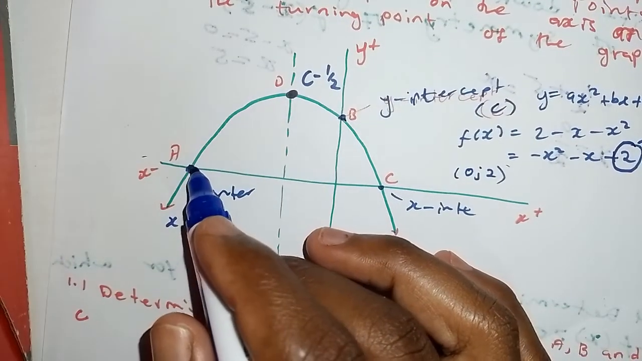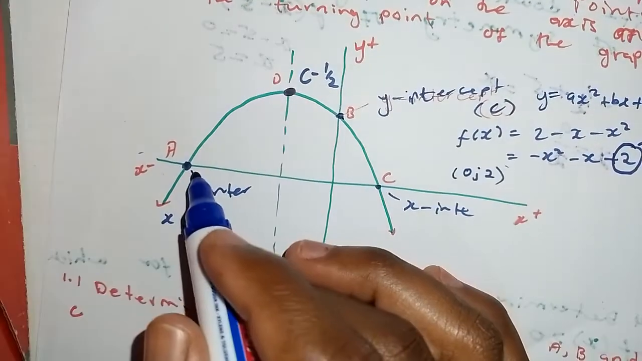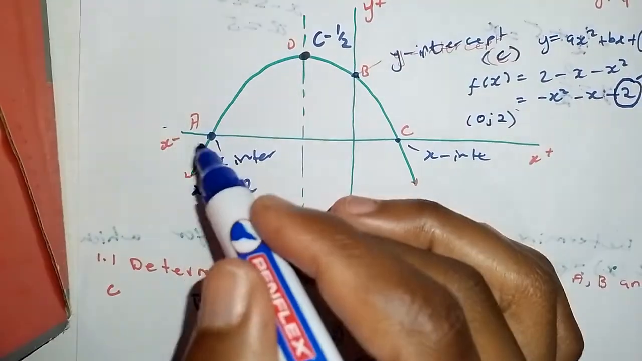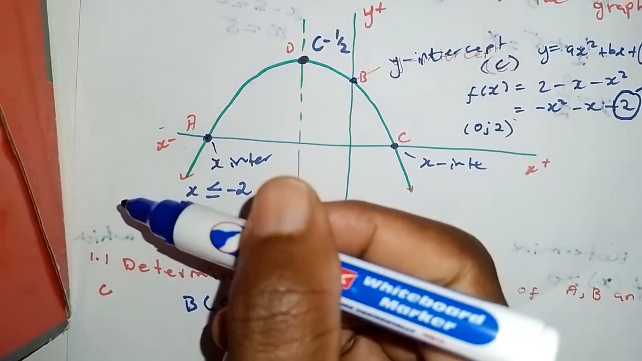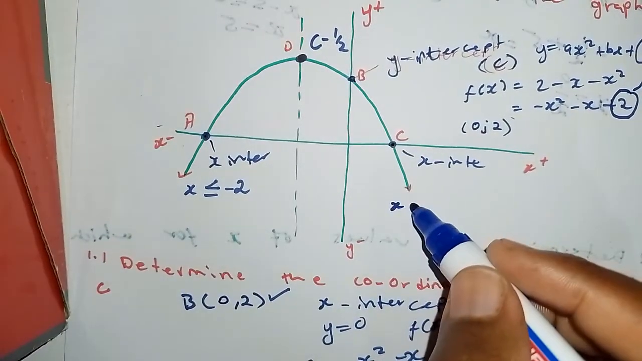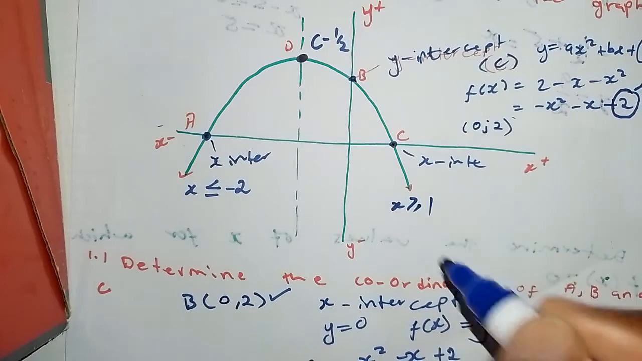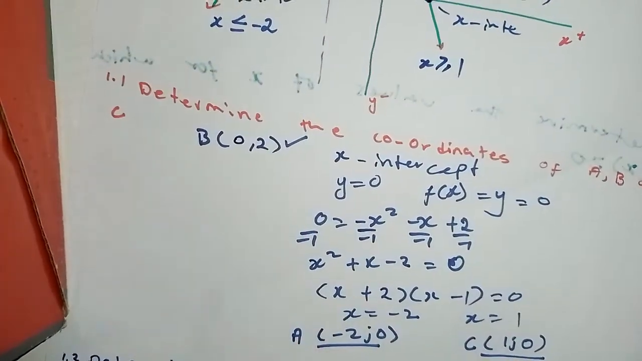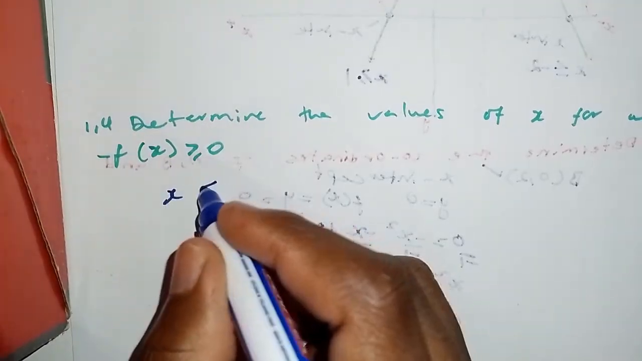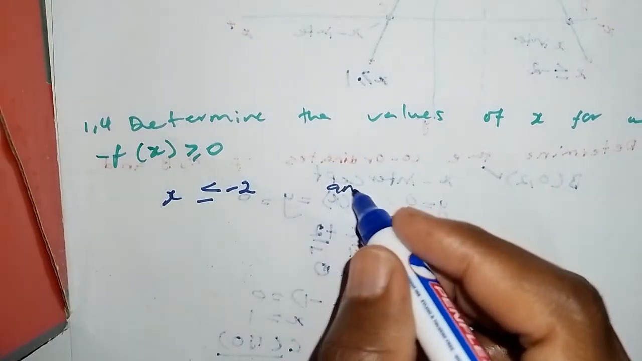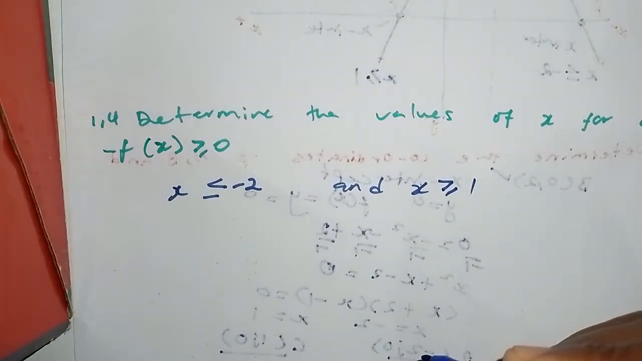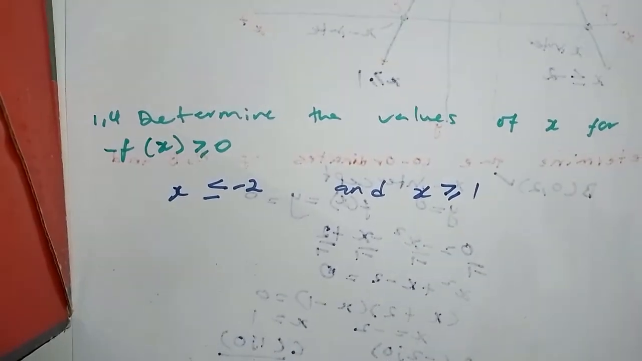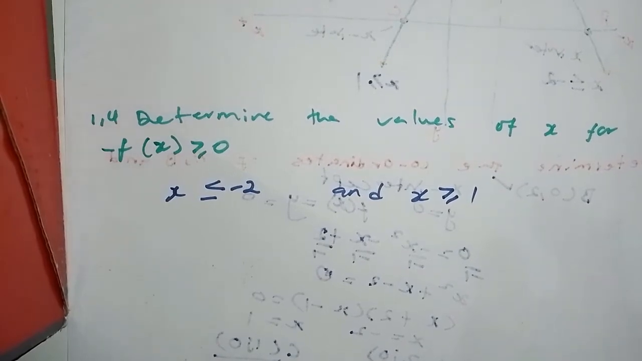This is where we find our graph being equal to 0, at this point and at this point, right? At this point going that way, and at this point going that way. This point, remember, it was 1, right? This is our answer. We find it at x less than or equal to -2 and at x greater or equal to 1. Those are our solution.